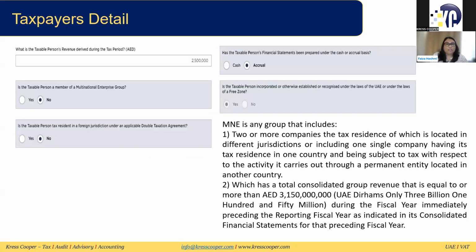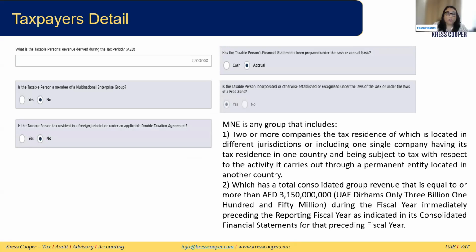Then they will ask certain more questions in the taxpayer detail. One of them would be what is the taxable person's revenue during the tax period. Now, this information will flow later to other questions, for example, related to small business relief. We know that small business relief is applicable if your revenue is less than 3 million. So that is why they're asking for this basic information, to see which elections the company is eligible for. Otherwise, those elections will not pop up for the company.